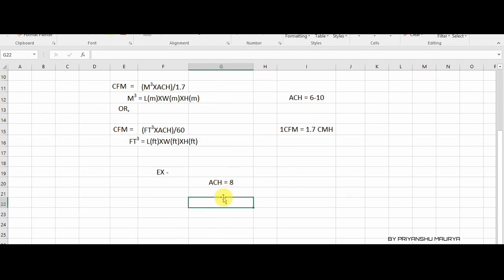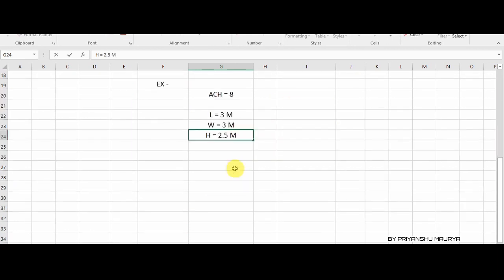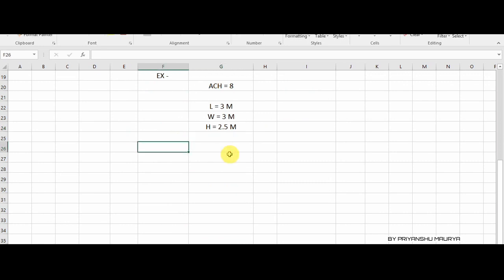And length of toilet is equal to 3 meter. Width of toilet is equal to 3 meter, and the height of toilet is equal to 2.5 meter. Now what will be the exhaust air from one toilet?